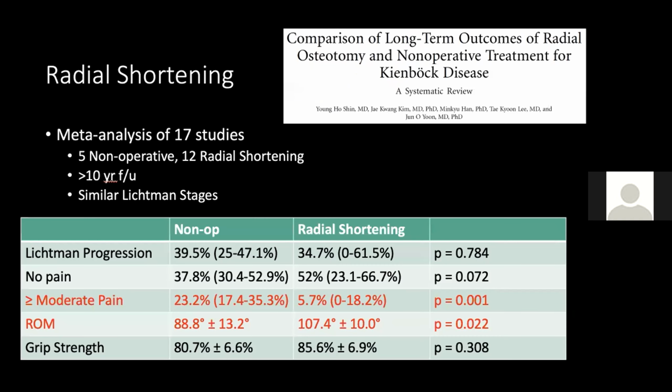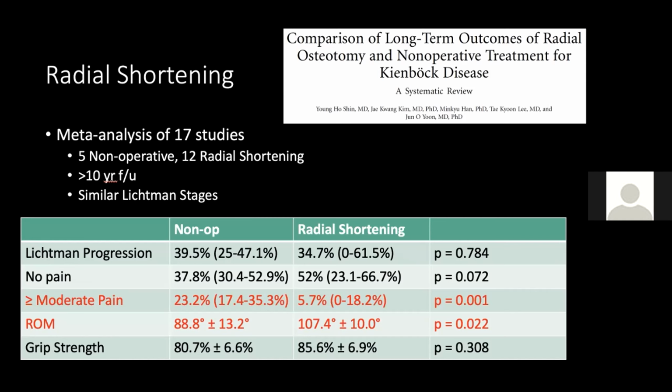From a clinical standpoint, radial shortening osteotomy is probably one of the most common interventions in the setting of Kienbock's, and one of the most studied. A meta-analysis of 17 studies compared non-operative management of Kienbock's to radial shortening osteotomy, and the authors noted decreased pain in the radial shortening group with increased range of motion. Radial shortening may also have an effect similar in some ways to radial decompression, which we'll talk about in a minute, in that the osteotomy itself may result in a regionally increased vascular response.